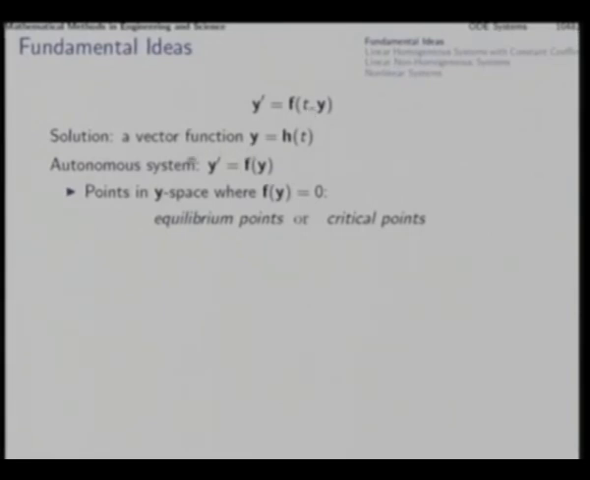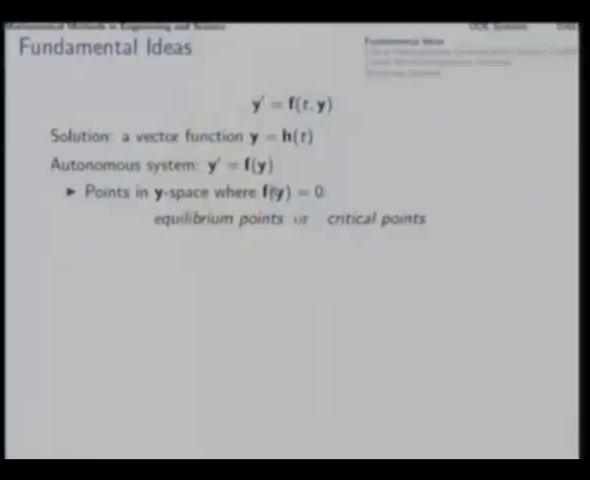Now, for this kind of a system of differential equations, which is an autonomous system, you can talk of points in the state space, in the space of y, where the value of this vector function is 0. Now, those points are called equilibrium points or critical points. Why are they called equilibrium points? Consider for a moment that a system is started with its initial conditions at that kind of a point in y space where f of y is 0.